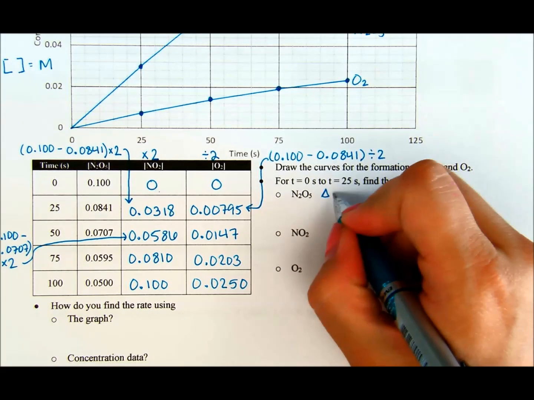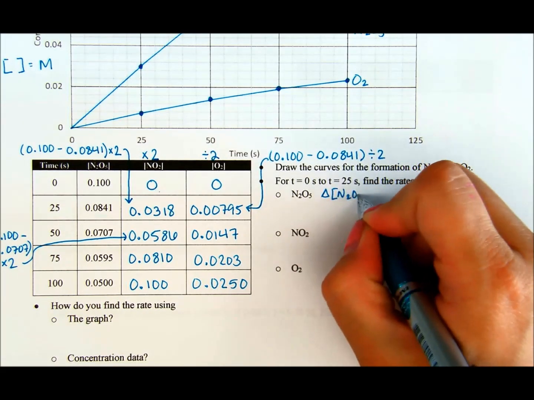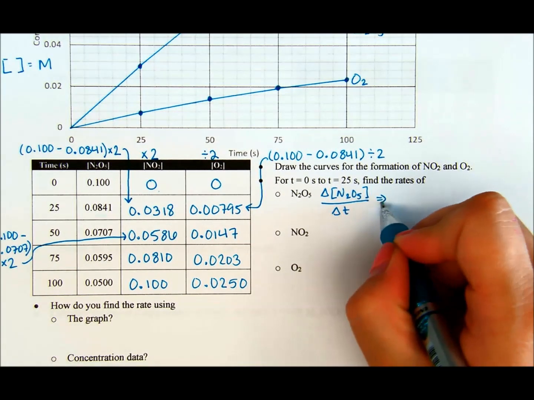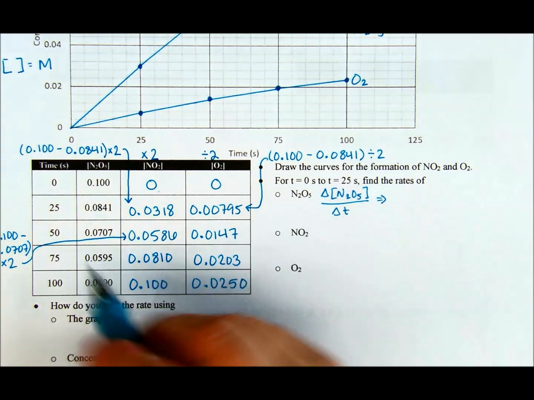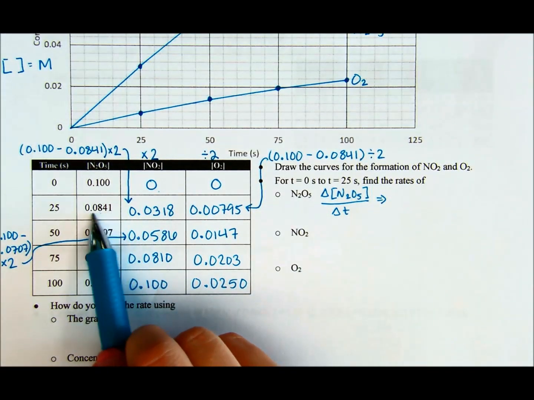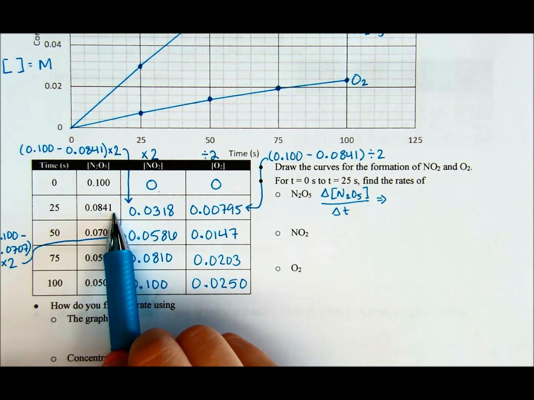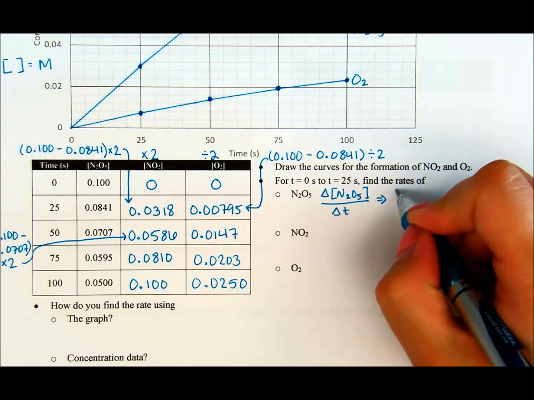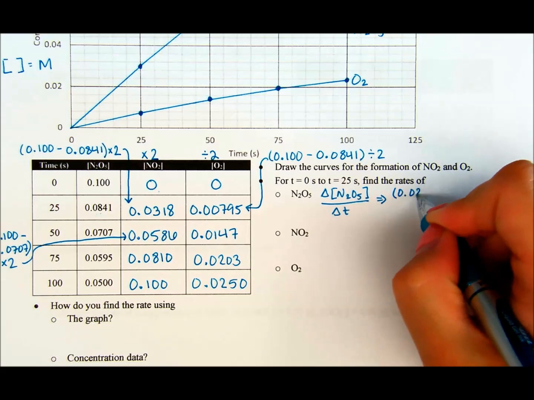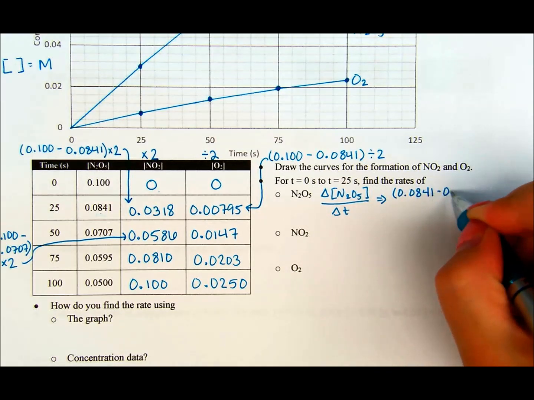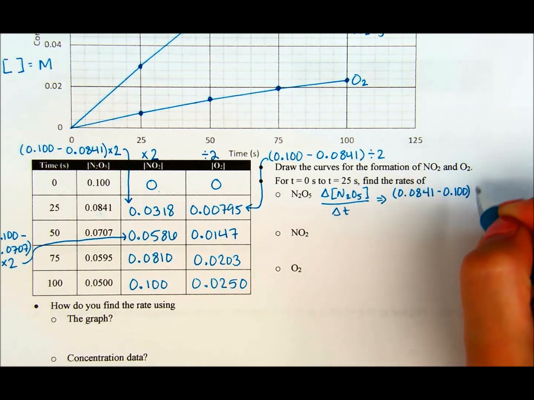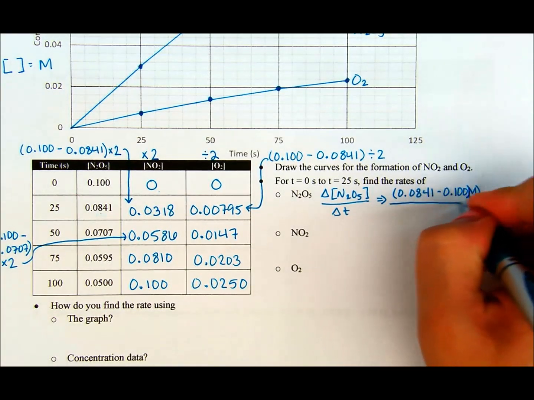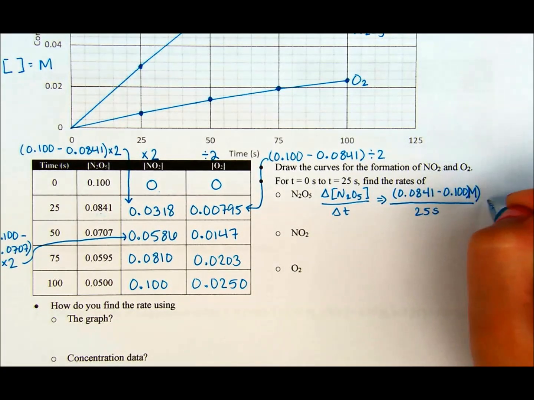So our change in the concentration of N2O5 over the change in time. And so plugging in these numbers, for our N2O5 we have at 25 seconds 0.0841, and at 0 seconds our starting concentration is 0.100. So I'm going to do final minus initial here, so 0.0841 minus 0.100, and this is of course going to be, I should write molar there, molar, divided by 25 seconds because that's our change in time.